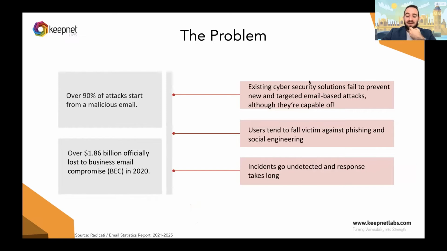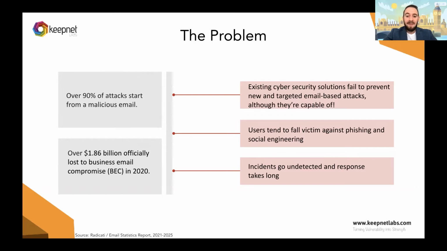So the problem we have focused on resolving is email-based attacks. Statistically, over 90% of attacks start from a malicious email. That's the initial point of the breaches for almost all organizations. And the financial loss is incredible. Look at 2020 statistics. As I remember, the FBI shared this data: over 1.6 billion officially lost to business email compromise.